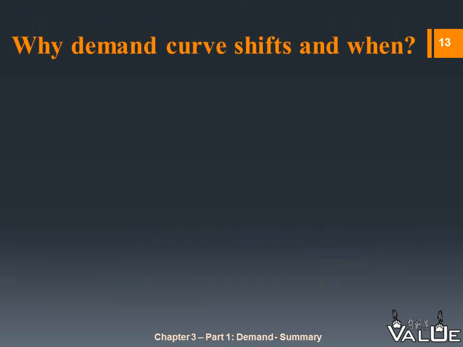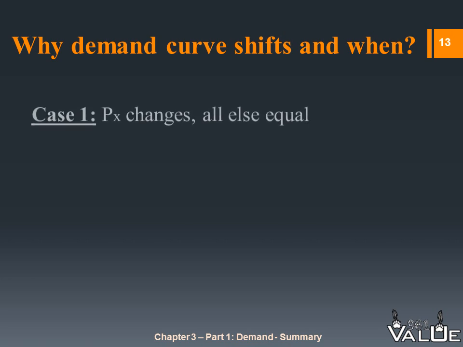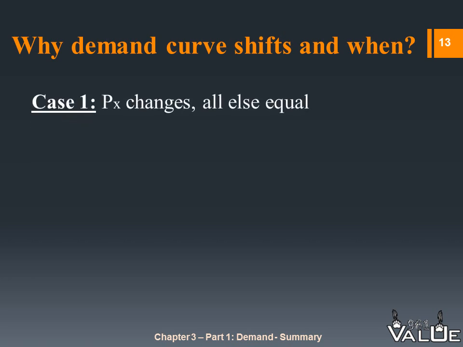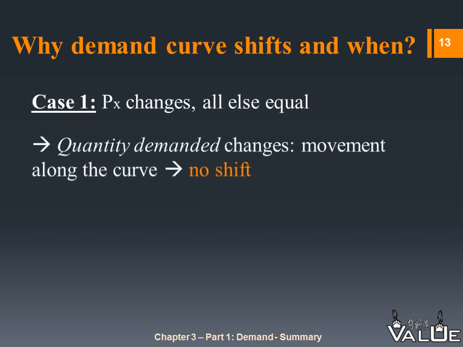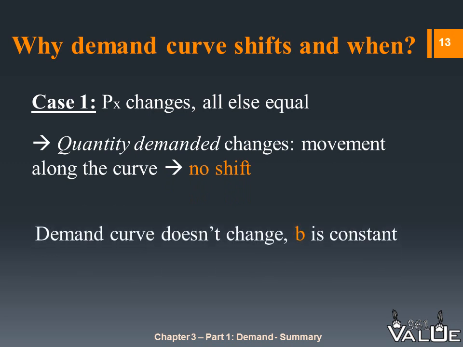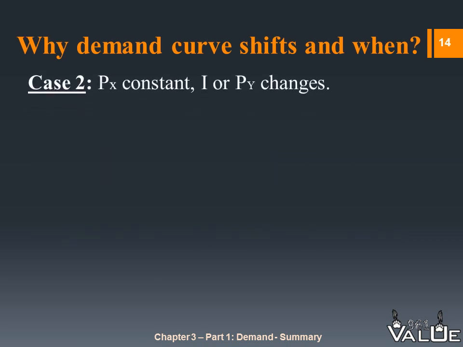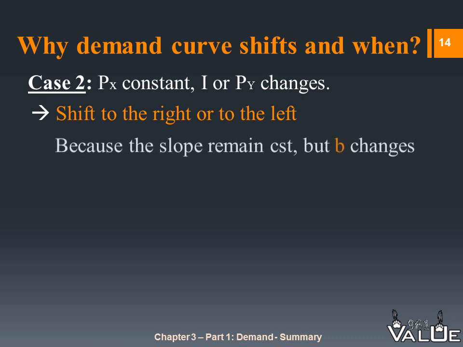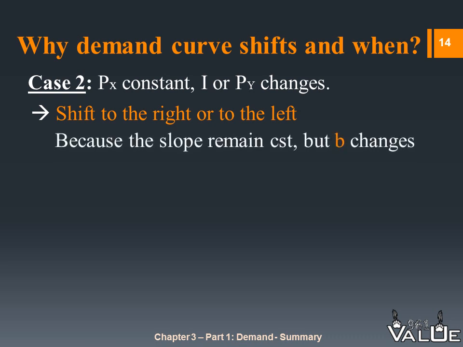Why does the demand curve shift and when? Case 1, if PX changes and all else equal, the quantity demanded changes, it is a movement along the curve, thus no shift. The demand curve doesn't change, B is constant. Case 2, PX is constant, I or PY changes. It will result in a shift to the right or to the left, because the slope remains constant, but B changes.